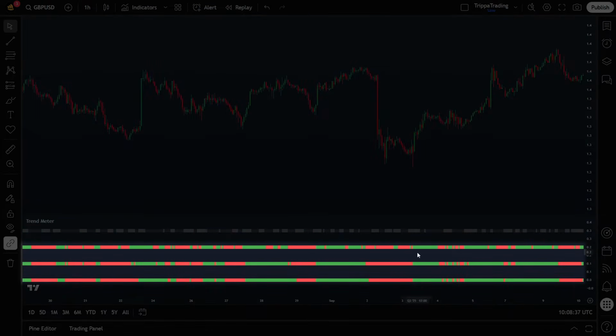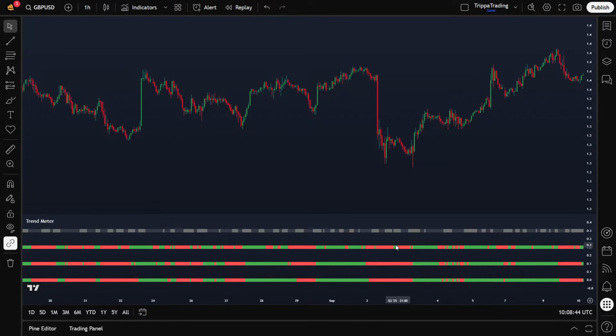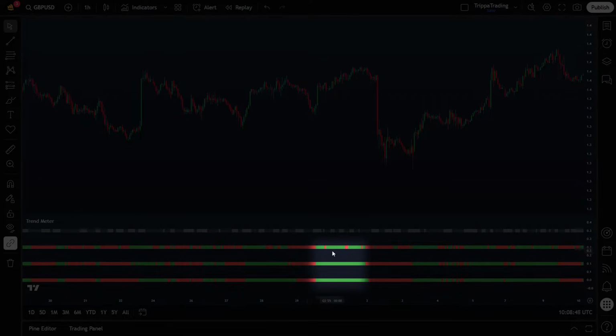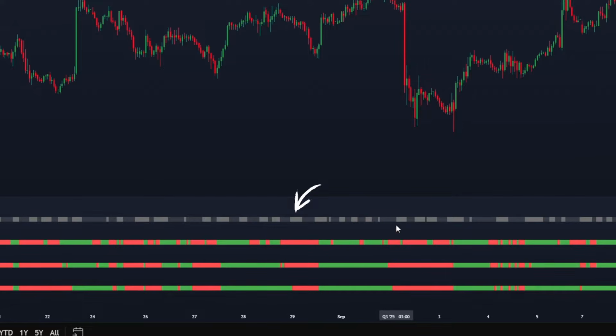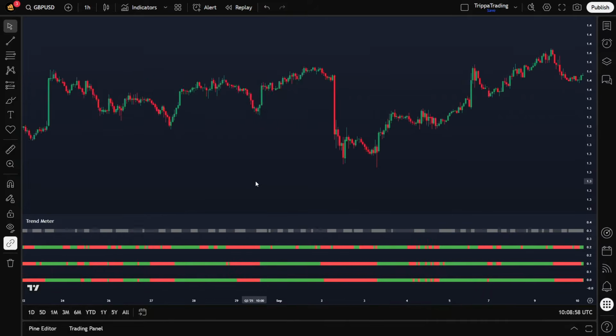4 colored lines made up of EMAs and a stochastic RSI baseline. Each candle forms a square that changes color depending on the trend direction. Green means bullish, red means bearish, light gray means bullish momentum on the stochastic RSI, and dark gray means bearish momentum.